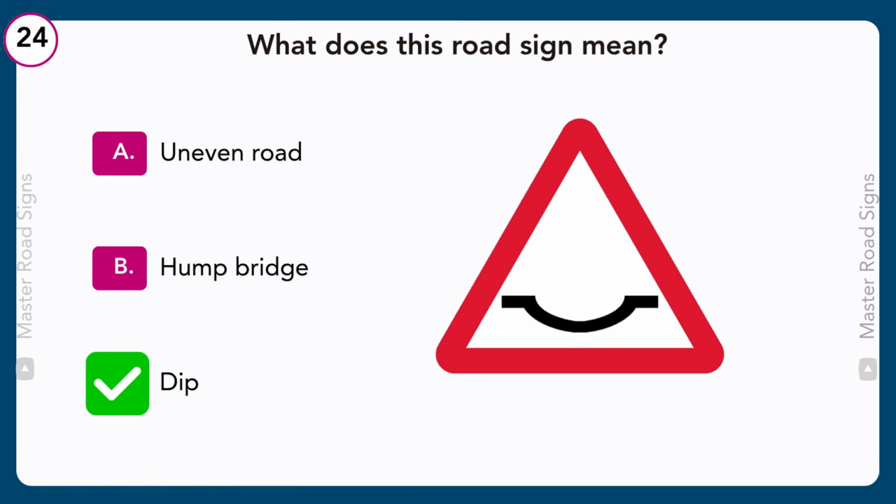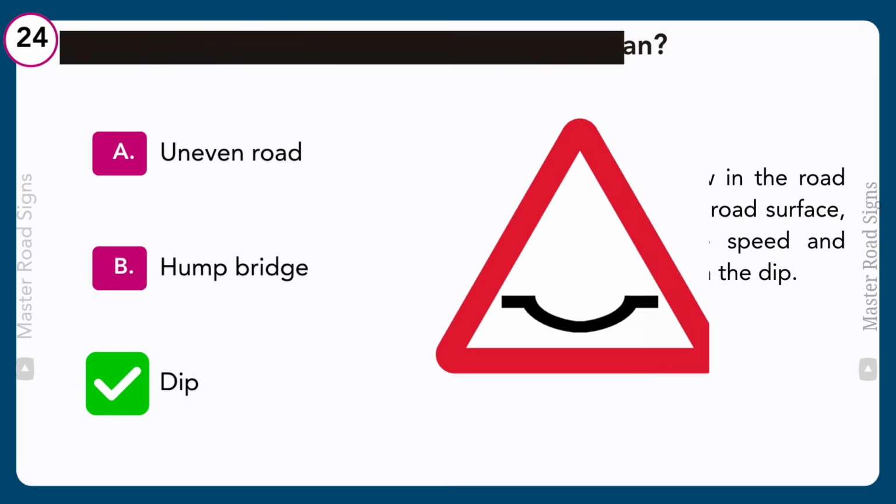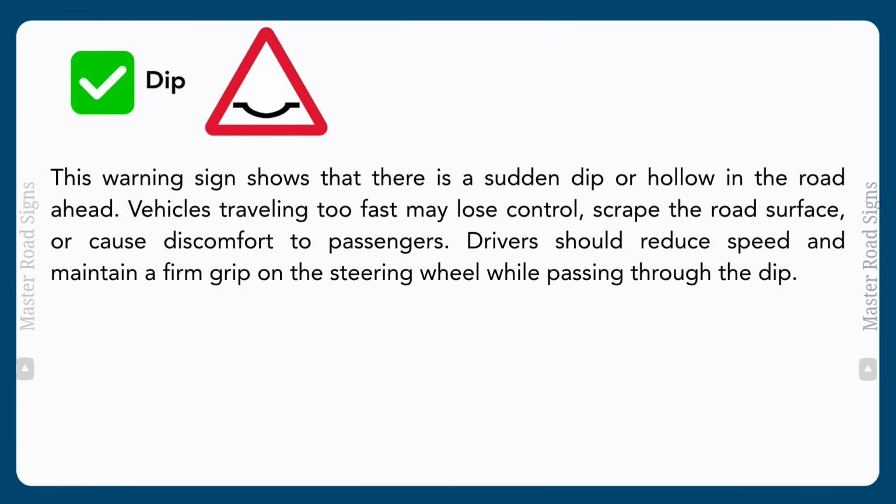Option C is correct, dip. This warning sign shows that there is a sudden dip or hollow in the road ahead. Vehicles travelling too fast may lose control, scrape the road surface, or cause discomfort to passengers. Drivers should reduce speed and maintain a firm grip on the steering wheel while passing through the dip.